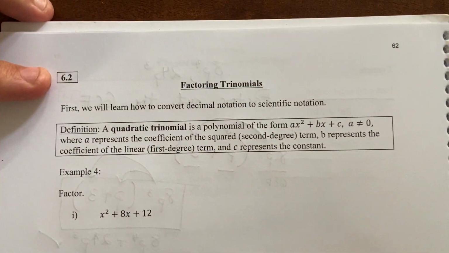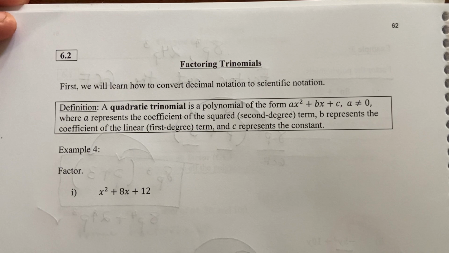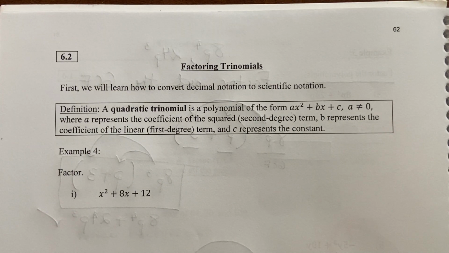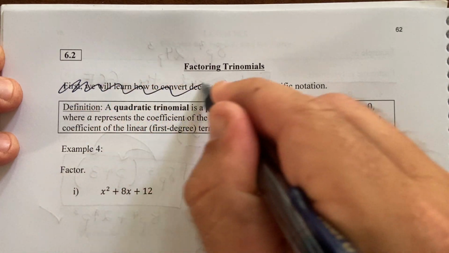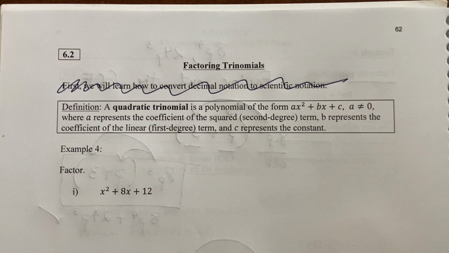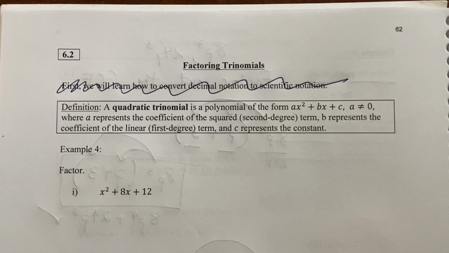All right, on to 6.2. Page 62. So a quadratic trinomial is a type of polynomial. So this is a mistake, by the way. You could just scratch that out. Copy and paste error. So a quadratic trinomial is a specific type of polynomial.